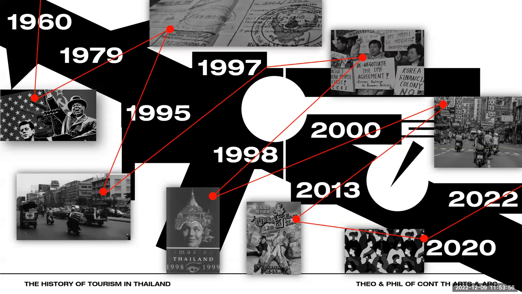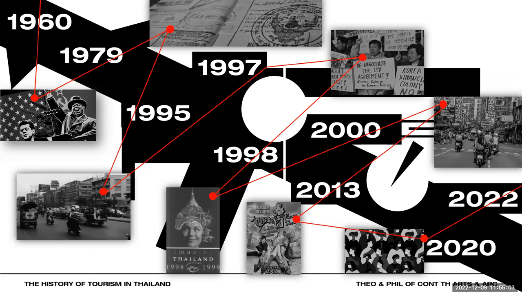So the timeline, we separate by our group. The first point is 1960, and it's about the Cold War, and our group considers 1960 the beginning of the tourism industry in Thailand. And next one is 1979, which represents the Thai authority introducing a new policy, very important for tourism in Thailand.